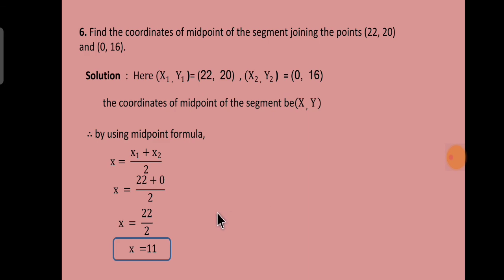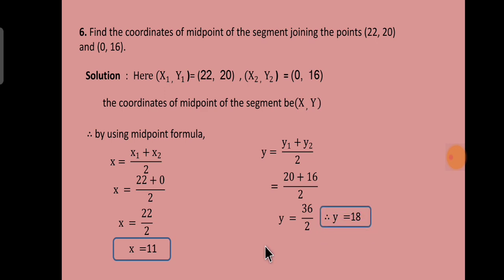In the same way, we have to find out the value of y. We have to find out the value of y. Therefore y is equal to y1 plus y2 upon 2. The value of y1 is 20 and the value of y2 is 16. Therefore 20 plus 16 upon 2. Therefore y is equal to 36 upon 2 and y is equal to 18. Therefore the coordinates of the midpoint x, y is equal to 11 and 18.